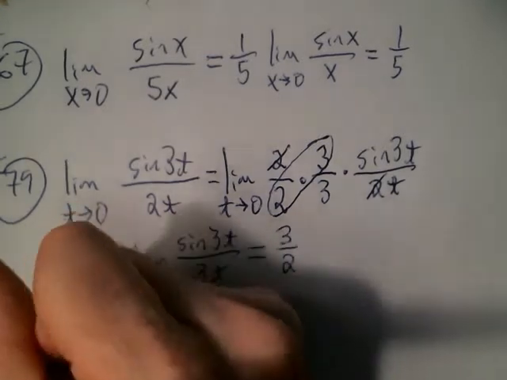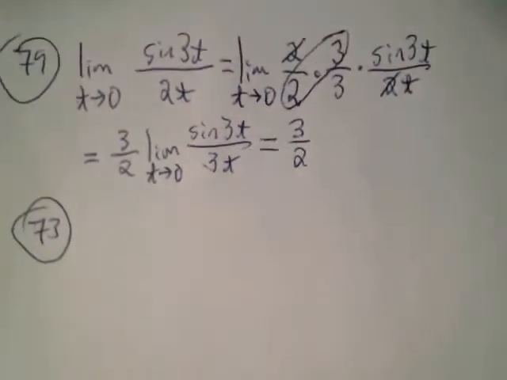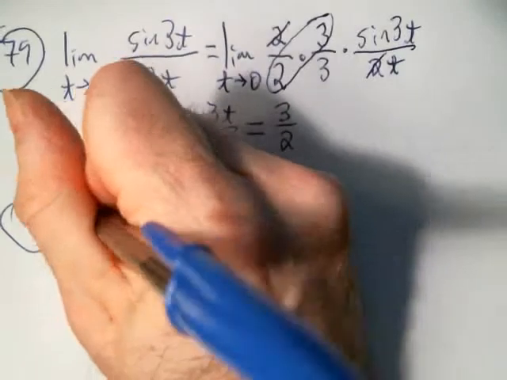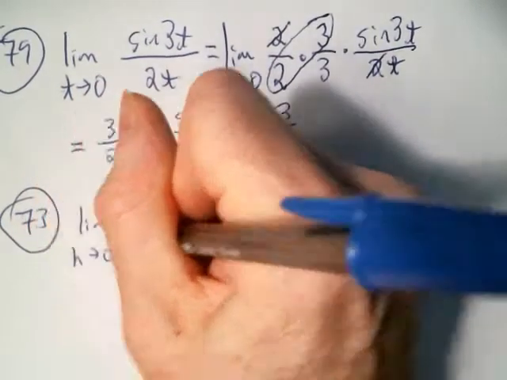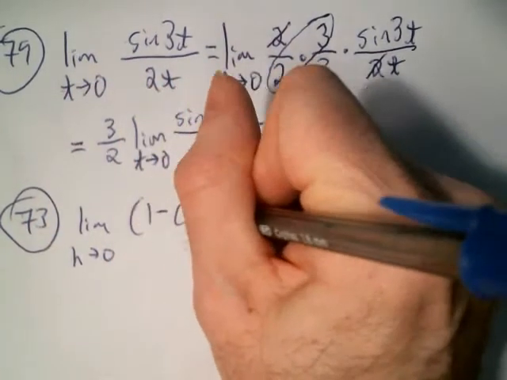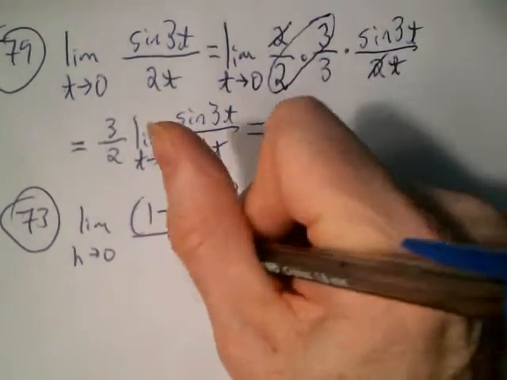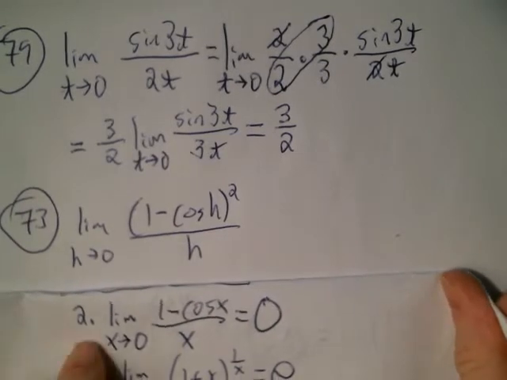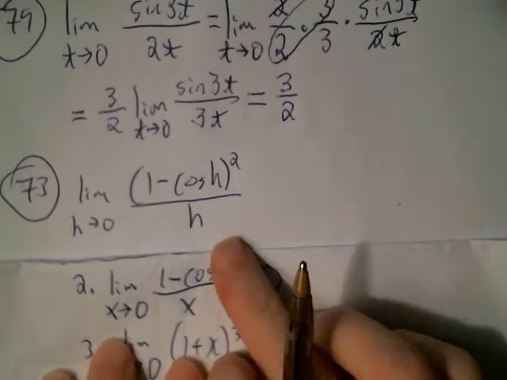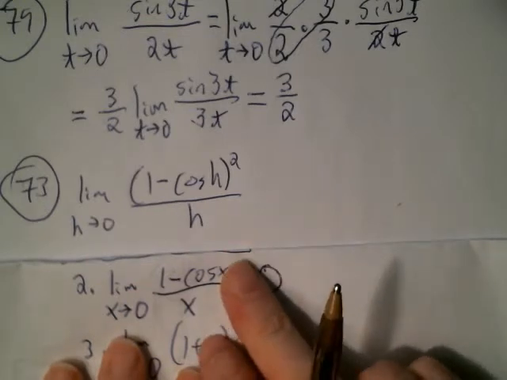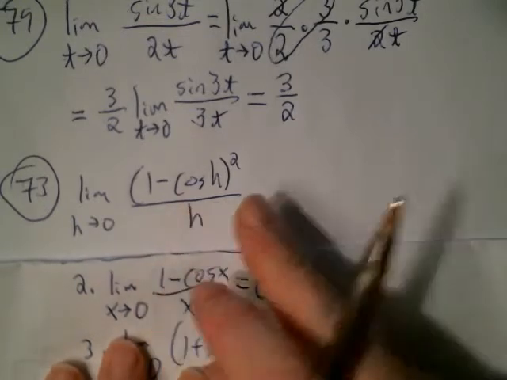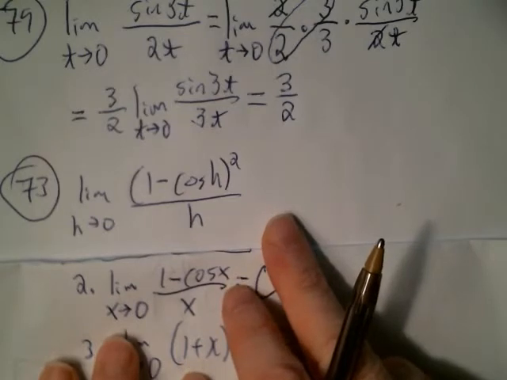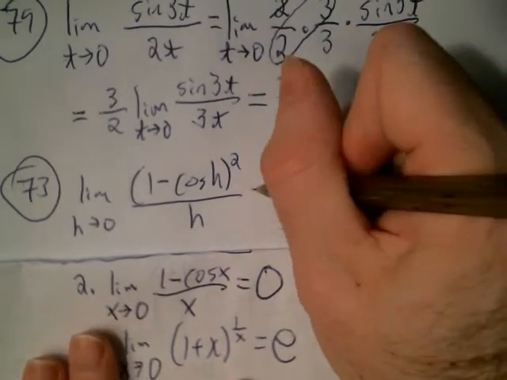Let's look at one with cosine in it. So this is 73. I'm taking a look at the limit as h goes to 0 of (1 minus cosine of h) squared all over h. Okay, so the original theorem, if we look back in our notes, doesn't have that squared thing in here. But if I can factor it, and then I can take advantage of the fact that the limit of the product is the product of the limits, assuming that those limits exist, then we're in good shape.